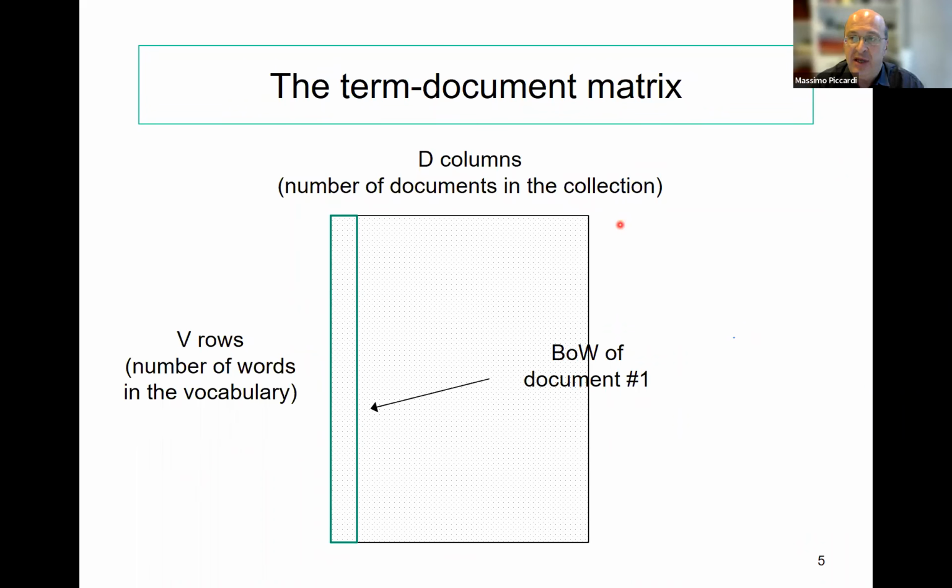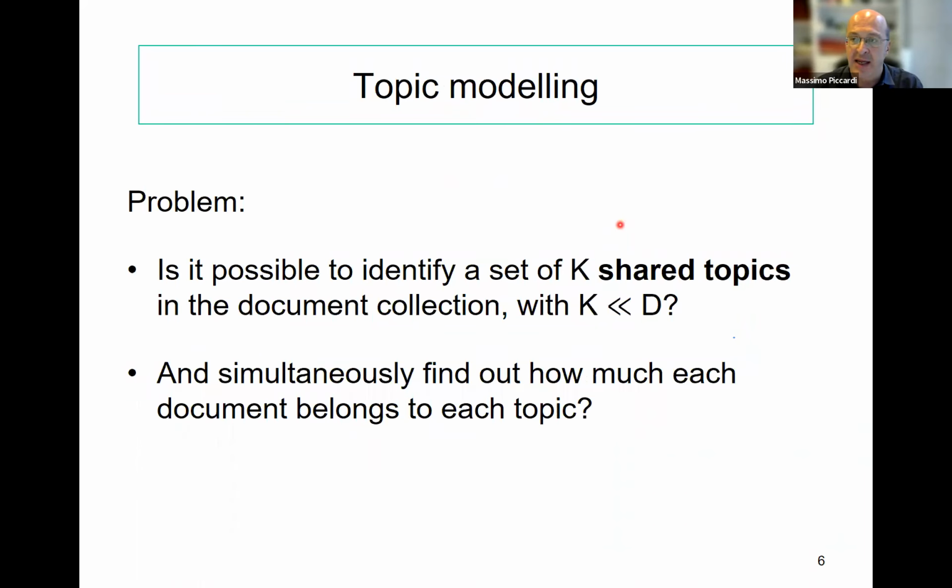The sizes are typically big, like vocabularies can range in the usual range of, say, at least 2,000 words, or maybe 50,000, 100,000. These are the typical ranges for the number of rows. The number of documents can vary from a few thousand to a few million, typically. So the matrix itself is huge and is typically called the term document matrix, because the term is the reference to the distinct words, and document, of course, to the documents. So as I say it again, the question of topic modeling is: is it possible to identify a relatively small number of topics, say K, shared by the entire collection, and that number to be obviously much smaller than the number of the documents themselves, and simultaneously find how much of each topic is addressed by each document in the collection.